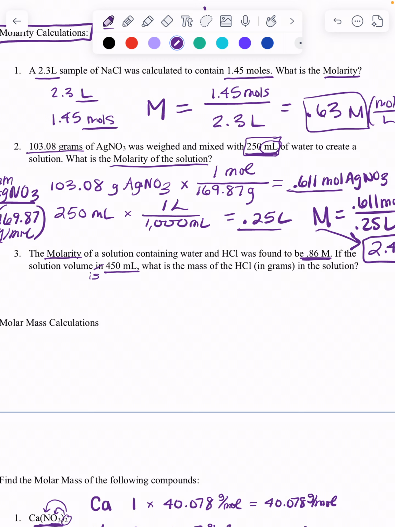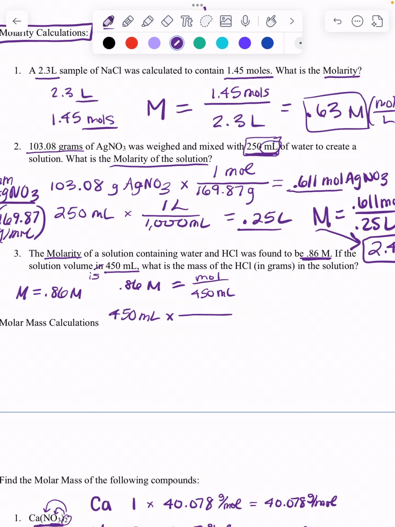So first of all, I do know that they're giving me my molarity. So I already have one thing filled in on this side of the equation. So 0.86 molarity equals, I don't know what the moles is, so we're just going to put moles, over 450 milliliters, which still needs to be converted. There are several ways I can do this. I think the first step I would do is to convert this 450 milliliters, because that'll make it easier to do things.